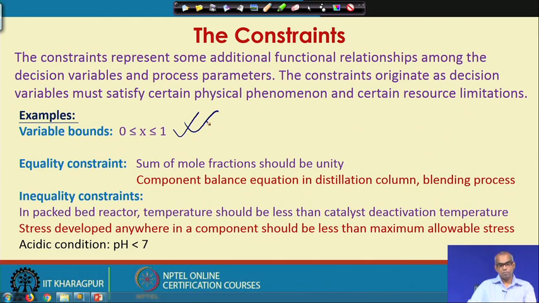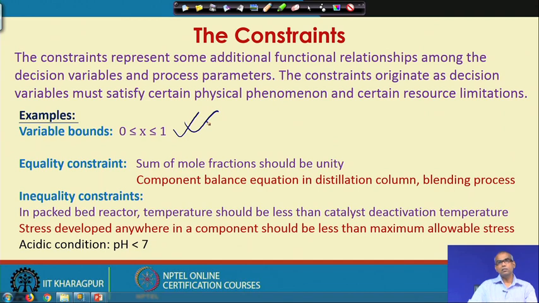Equality constraints. So, here the constraint function will have an equality sign, it will be an equation. Equality constraints that frequently appear in chemical engineering optimization problems are, say, sum of mole fractions should be unity, component balance equation in distillation column, component balance equation in blending process, all this will lead to an equation. So, that is equality constraint.